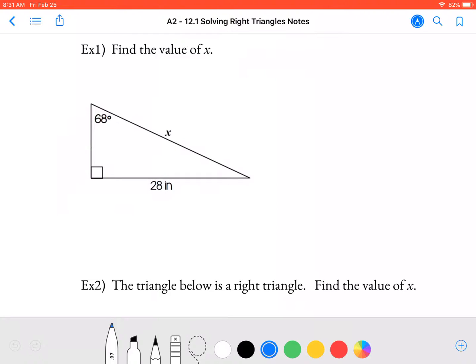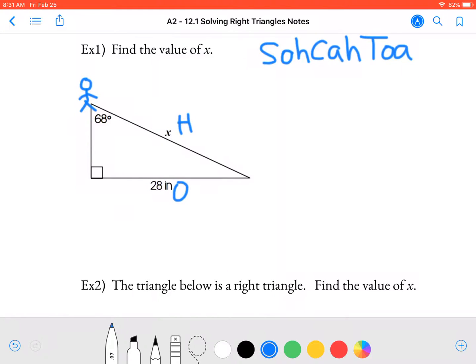What we have to do here, we talked about where your little person is standing. We're standing at the angle here, and we have to use our SOHCAHTOA to decide which trig function we're going to use. Based on this diagram, with the 68 being that reference angle, I have the hypotenuse here, and this would be the opposite. Which trig function uses opposite and hypotenuse? That's sine.